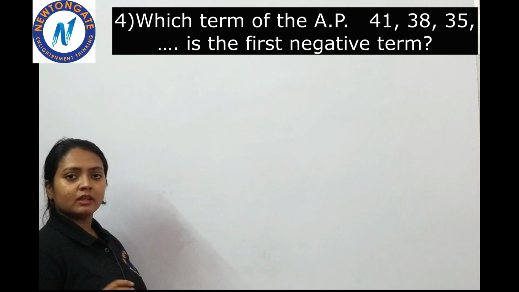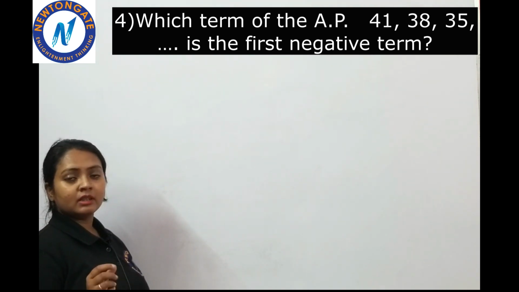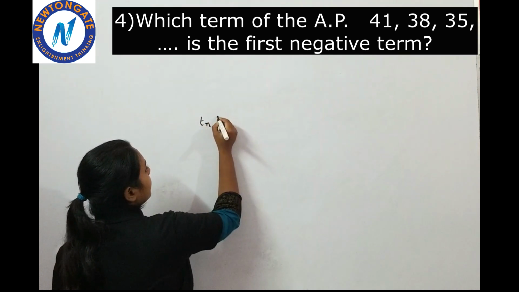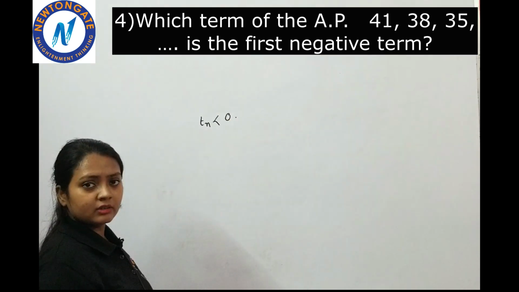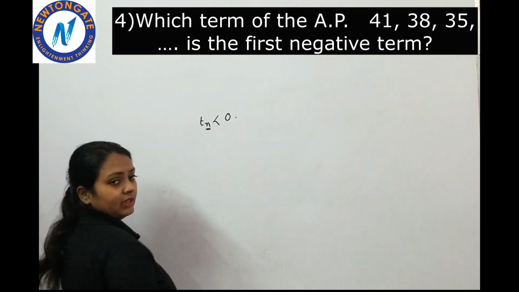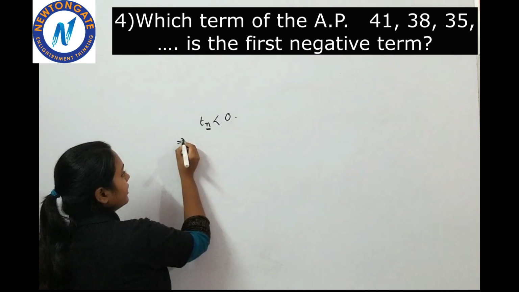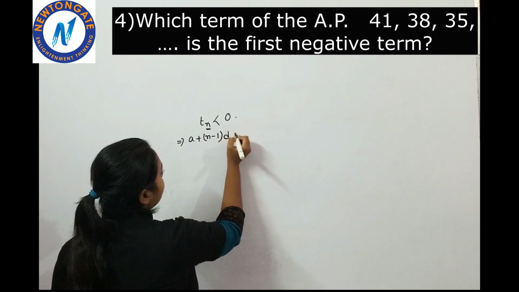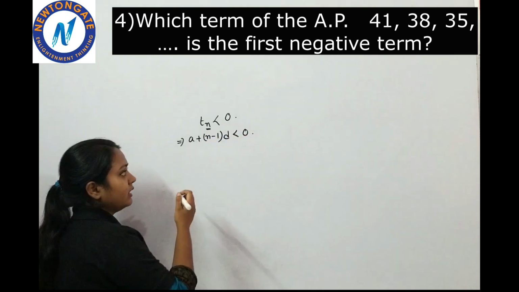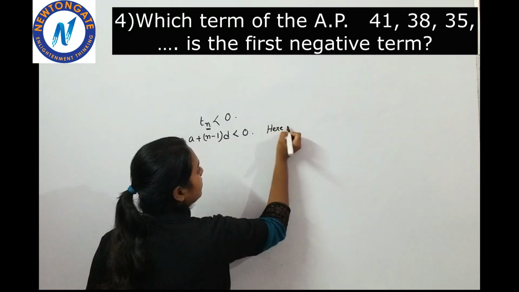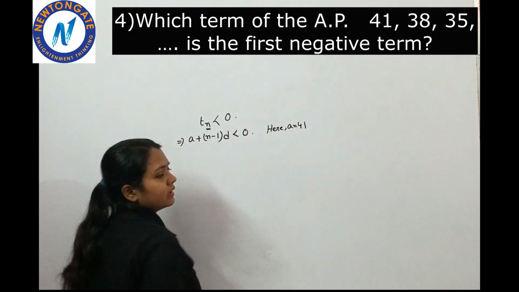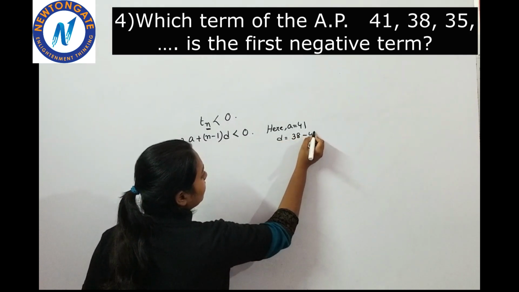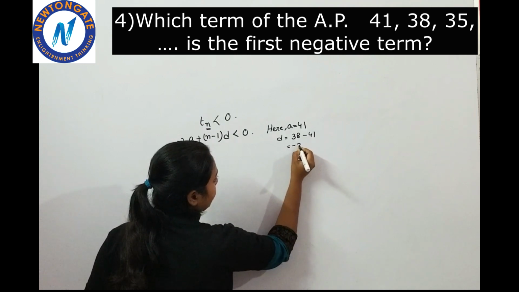How to calculate that? The first negative term means Tn is less than 0. Okay, we use Tn less than 0, and we will calculate this n. Now we use the formula Tn means a plus (n minus 1) into d less than 0. And here a equals 41, right? And d equals 38 minus 41, that is minus 3.